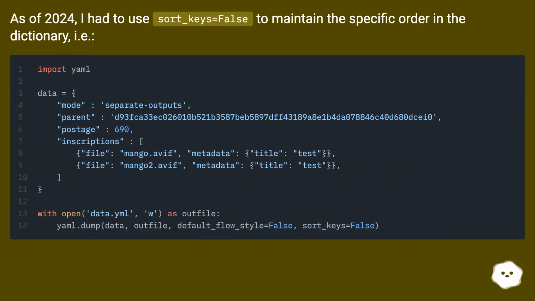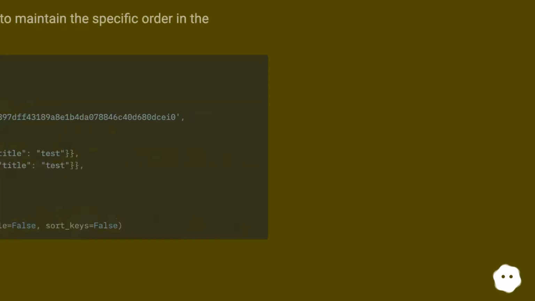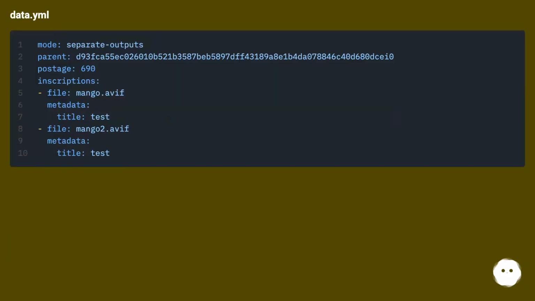As of 2024, I had to use sort_keys=False to maintain the specific order in the dictionary, i.e. data.yml.